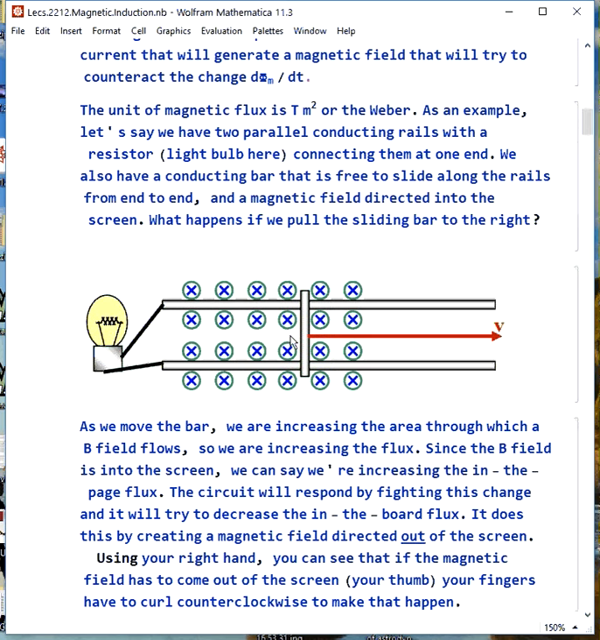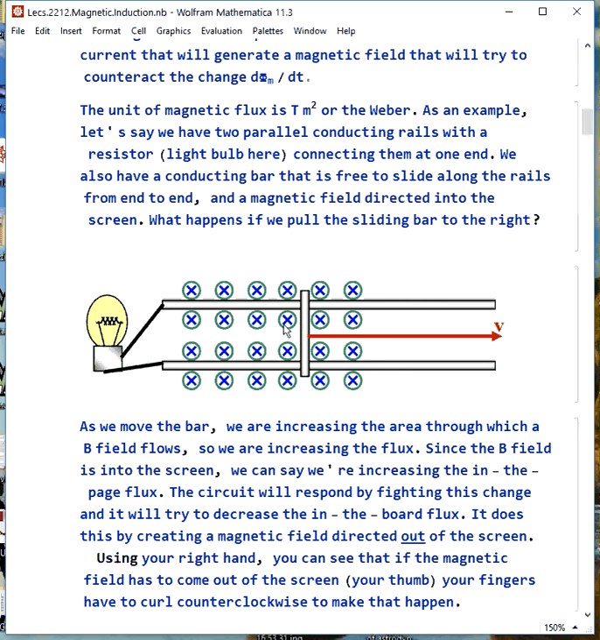What's happening is, as we move the bar back, the area through which the field flows is changing. So we're increasing the in-the-page flux. The x's mean in the page. As we back this out, we have a larger number of x's going through the area of interest, so we're increasing the in-the-page flux.